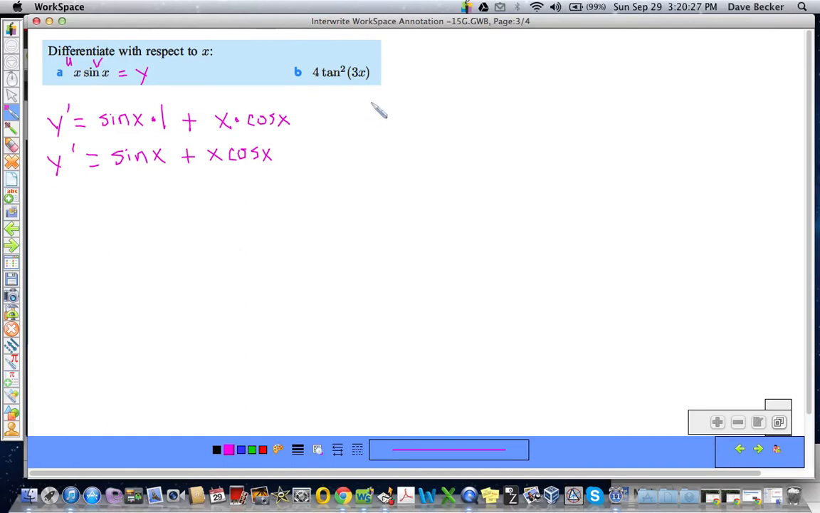Okay. Uh-oh, what about this one? For b here, we'll say y is equal to 4 tangent, I'm going to make this a bracket, that just makes me feel more comfortable, of 3x, squared. And remember, if y equals tan x, y prime is secant squared x. I'm going to use secant squared x, it just makes life easier instead of writing 1 over cosine squared x. You can do whatever.